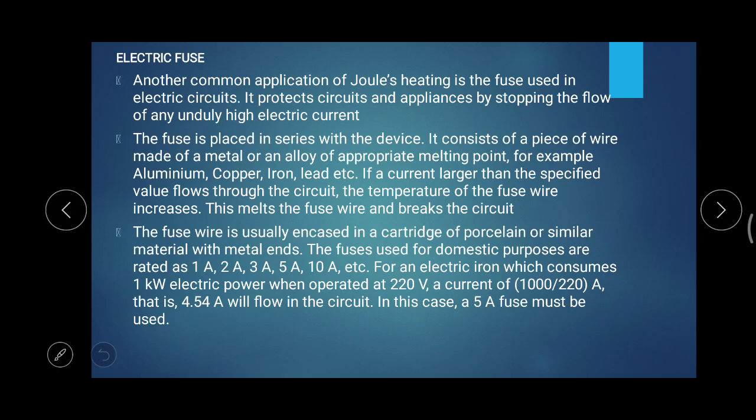Power P is equal to V into I, so current I is equal to power divided by V. The power value here is given in kilowatt. You have to convert that into watt and divide by 220 volt, which will give you 4.54 ampere. So always you should use a 5 ampere fuse.